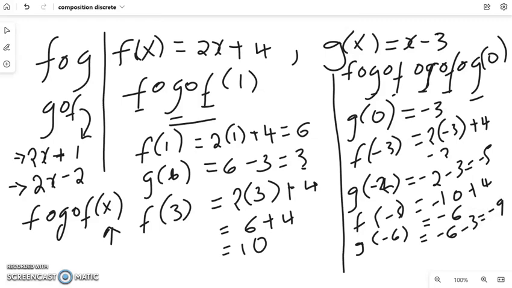Then we shall go to our last function, which is f with the input of negative 9, which will be equal to 2 times negative 9 plus 4, which will be equal to negative 18 plus 4, which will be equal to negative 14.